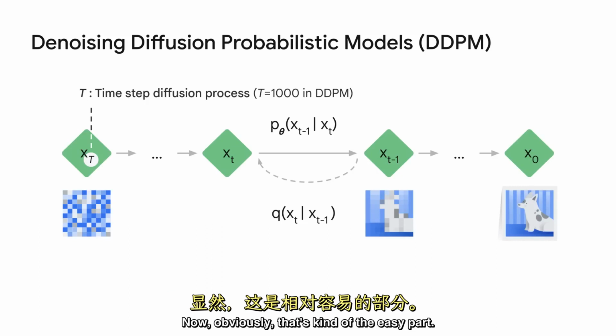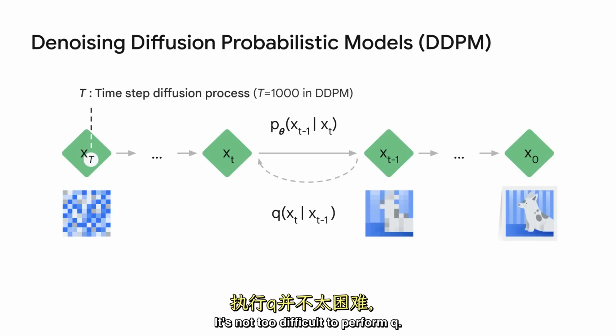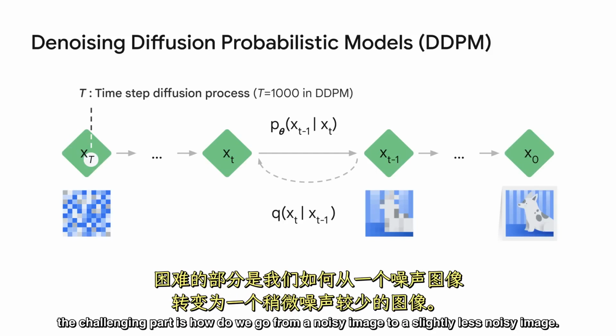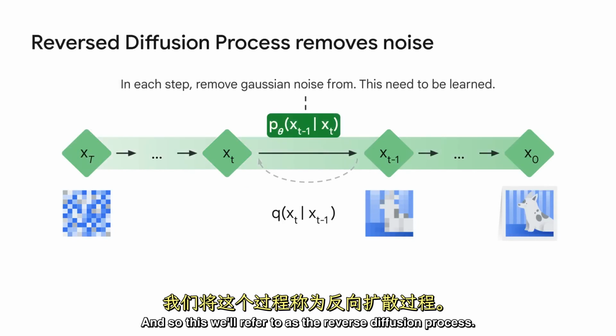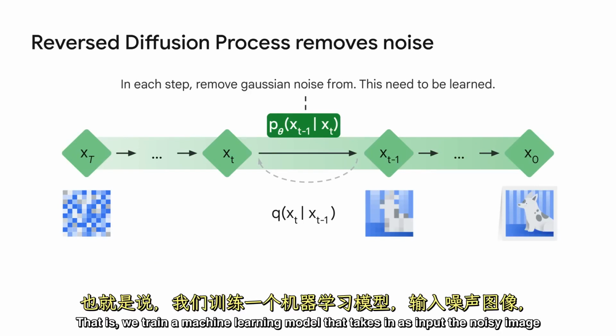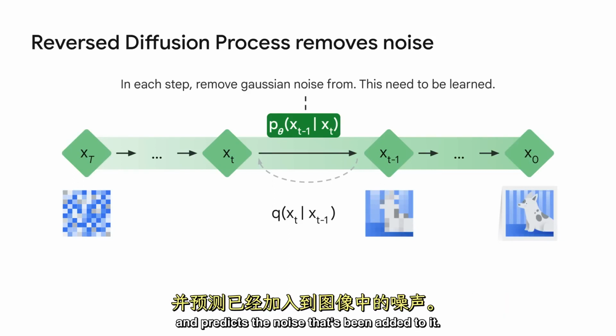Now, obviously, that's kind of the easy part. It's not too difficult to perform Q, to iteratively add more and more noise. The challenging part is how do we go from a noisy image to a slightly less noisy image. And so this we'll refer to as the reverse diffusion process. And at this stage, every step of the way, every step that we add noise, we also learn the reverse diffusion process. That is, we train a machine learning model that takes in as input the noisy image and predicts the noise that's been added to it.